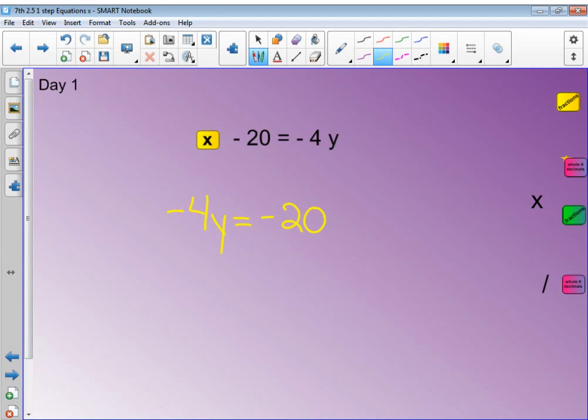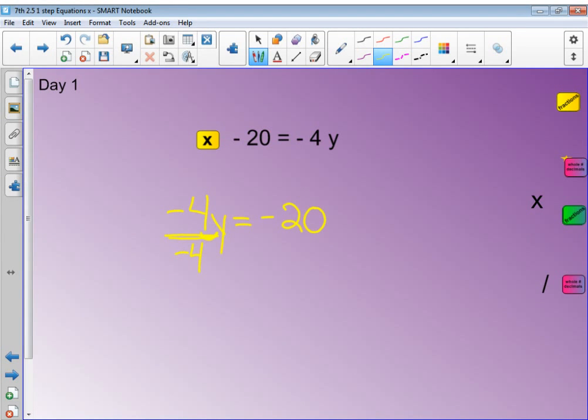Okay? As we work through this, we have to remember that we're not necessarily doing the opposite of the number, but the opposite of the operation. So we're trying to get 4 away from y here. And it's not 4, it was negative 4. Right now it's negative 4 times y. So we're going to do the opposite to remove it away from that. So we're going to go ahead and divide by negative 4.